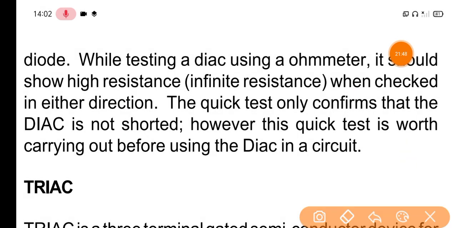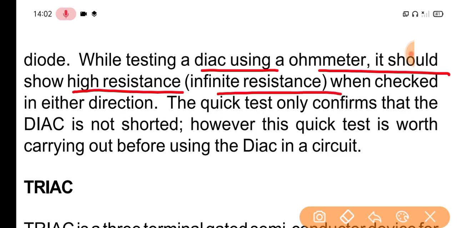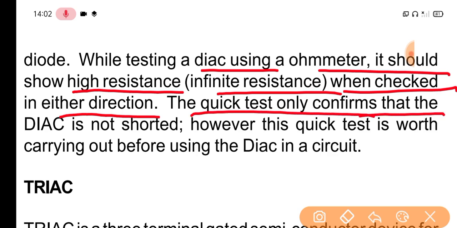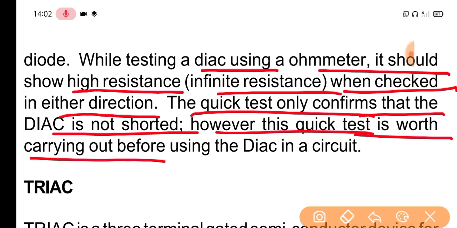While testing a diac using an ohmmeter, it should show high resistance, infinite resistance, when checked in either direction. The quick test only confirms that the diac is not shorted. However, the quick test is worth carrying out before using the diac in a circuit.